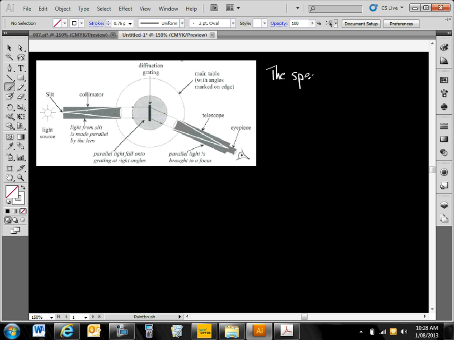The spectroscope, or spectrometer. Different names for the same thing. Well, actually, a spectrometer is another type of device that measures wavelengths of light as well, but we won't talk about that now.